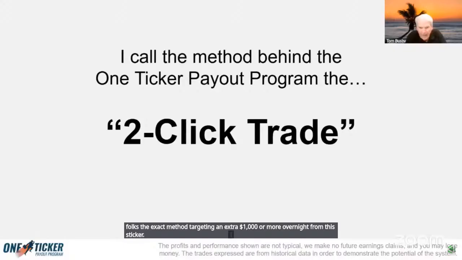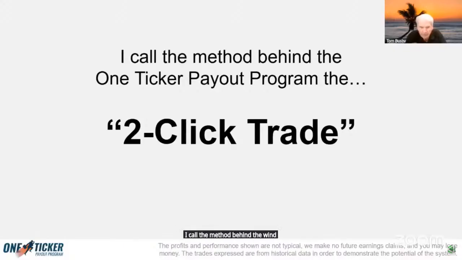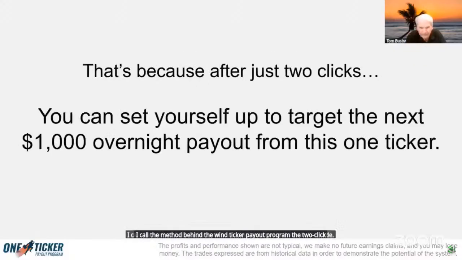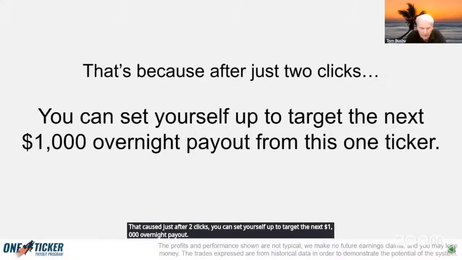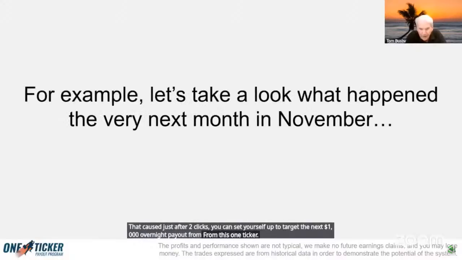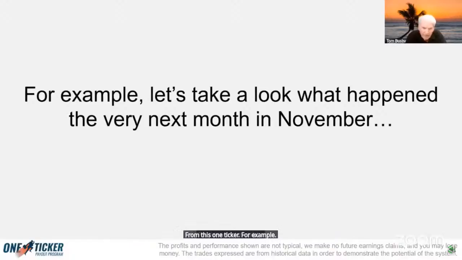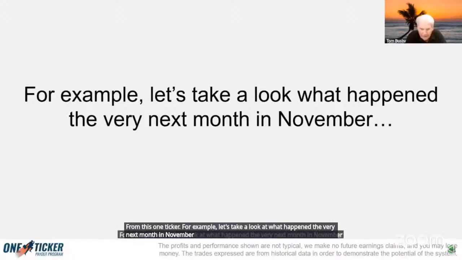I call the method behind the one ticker payout program the 2-click trade. That's because just after 2 clicks, you can set yourself up to target the next $1,000 overnight payout from this one ticker. For example, let's take a look at what happened the very next month in November after a great October.